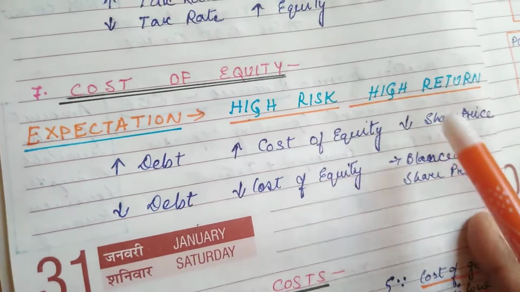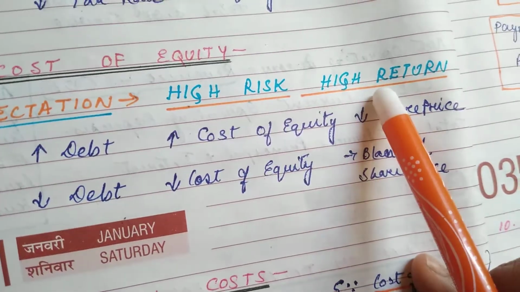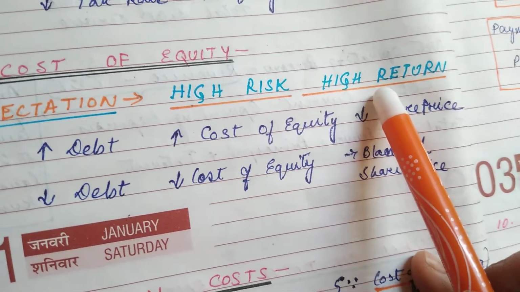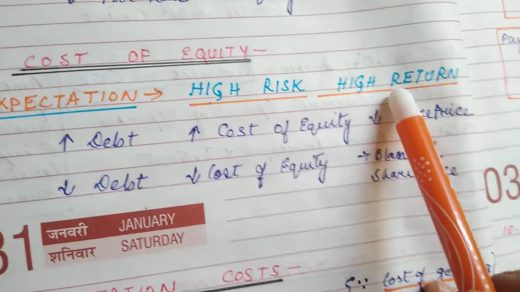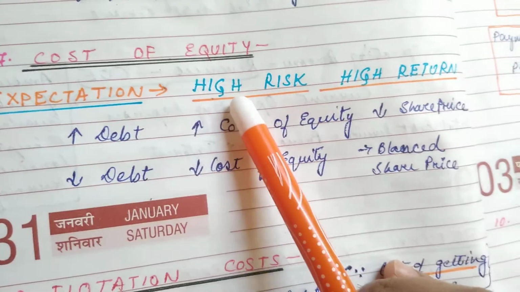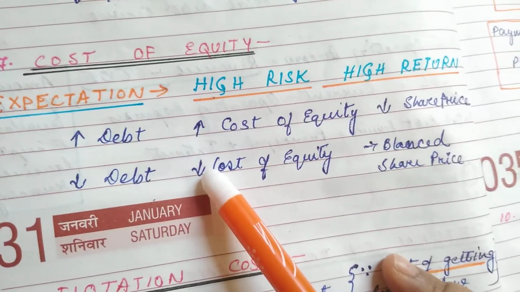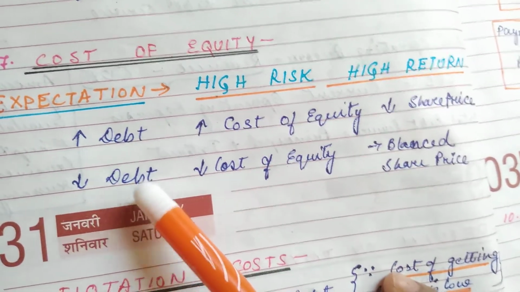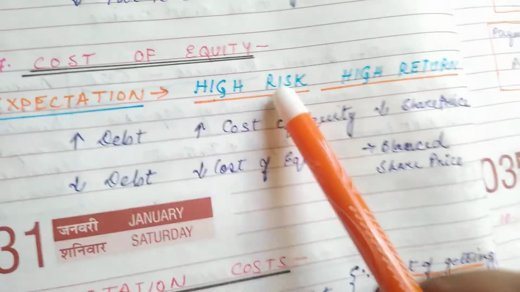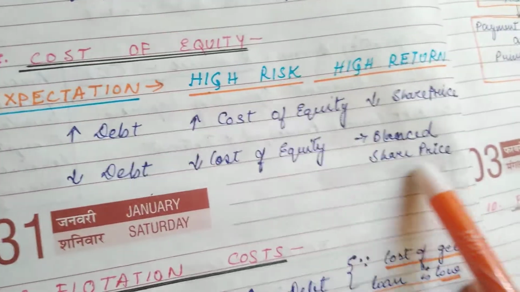If the cost of equity goes up, then the share price will fall down. Because if we are expecting a higher return, but we are not getting up to that limit, then definitely people will not invest in our organization. So the share price will go down if the return expectation is too high. But if we have lesser debt, in that case, the cost of equity will be less. The reason is that we are taking less debt. Less debt means less risk. If the cost of equity is less, the share price will be balanced by earning per share and other factors.